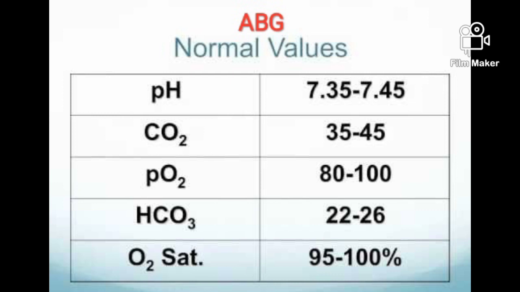Normal anion gap acidosis will have an increase in chloride. That happens in gastrointestinal loss of bicarb, such as in diarrhea, ileostomy, and proximal colostomy.